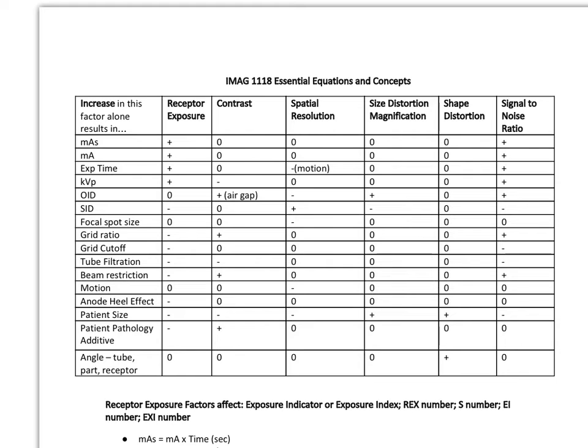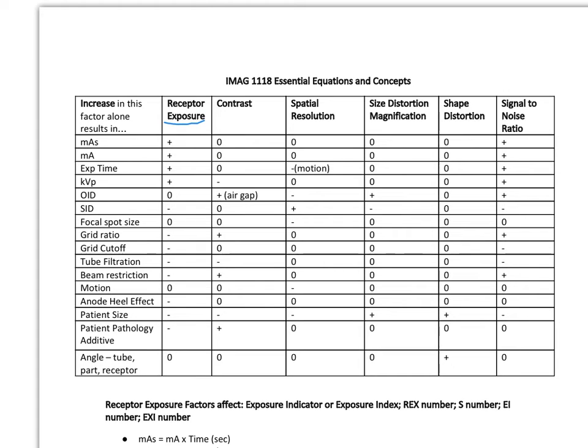With this video, I just want to review this little chart that we've seen before, similar to the ARRT content specifications. The factors on the left we're going to increase and see how they affect the quality factors on the right columns. First of all, if we look at receptor exposure, what we mean by receptor exposure is simply the total number of X-ray photons striking the image receptor, typically.